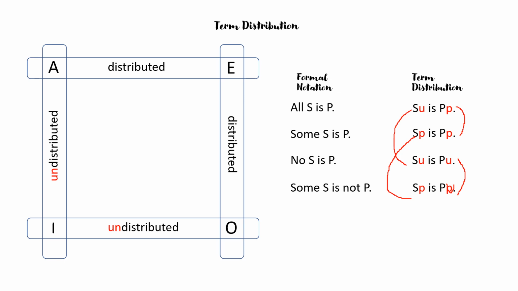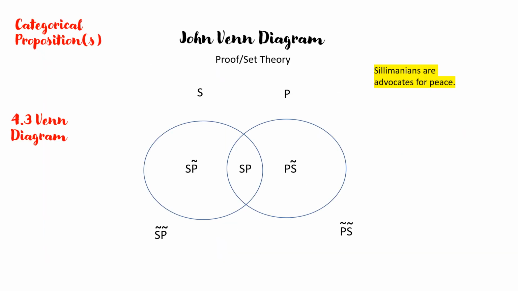Now, what is the relevance of this? This is really very important, especially when we start to discuss rules for syllogistic validity. We'll get to really understand how this works in a particular setup. But for now, it's important to just have a look at them and see how they work and where they fit. This is where 4.3 of the textbook comes in.